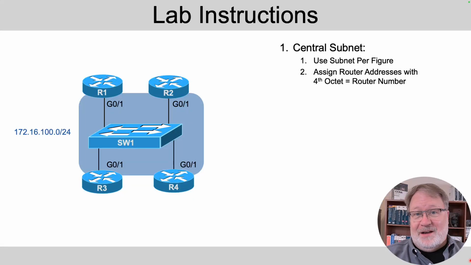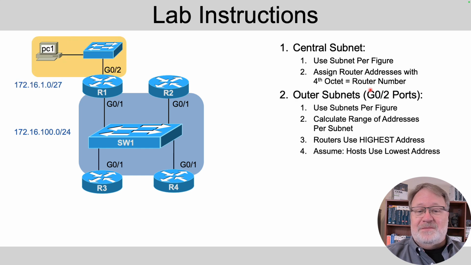Let's take a look at the lab instructions. Focusing on that central subnet, here's the subnet ID and mask. Your job is to figure out the IP address to use in the configuration on all 4 routers, and it's pretty simple in this case. You want to make the 4th octet match the router number. So R1 uses .1, R2 .2, and so on as the 4th octet.